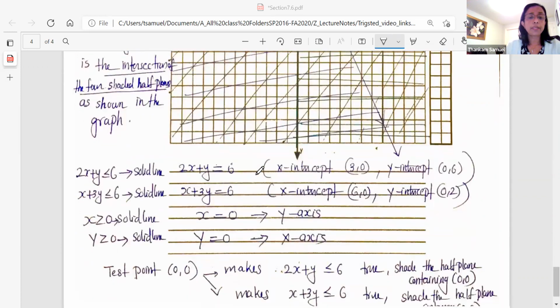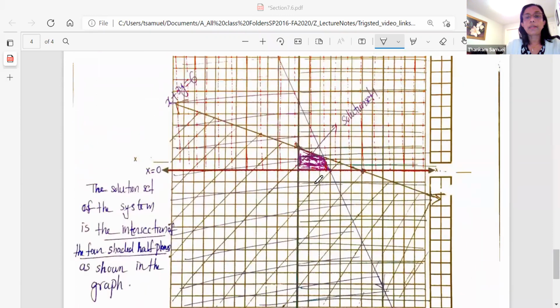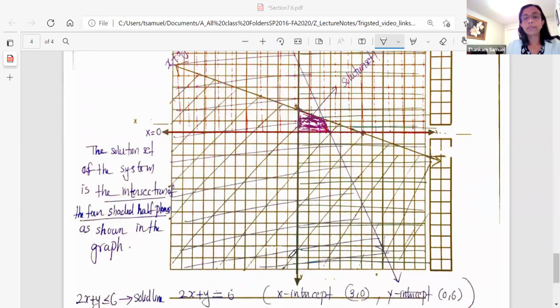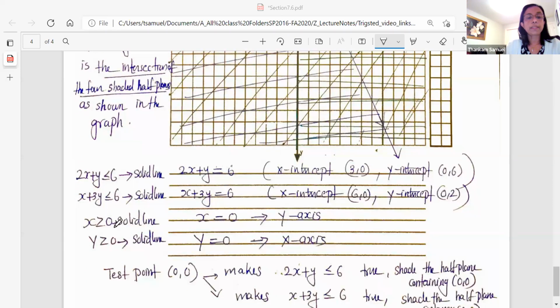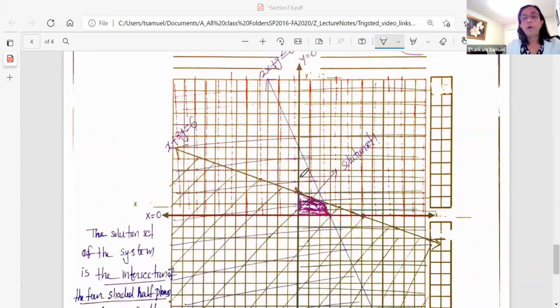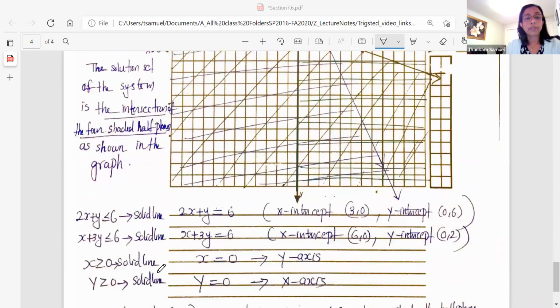Okay. Now let's consider the third inequality, x greater than or equal to 0. Replace this inequality by an equal sign, x equals 0. You can say that this is the equation of the y-axis. So darken this y-axis. And the inequality is x greater than or equal to 0. So all these points to the right of this y-axis. So shade this portion. And you can see that, again, this is a solid line.